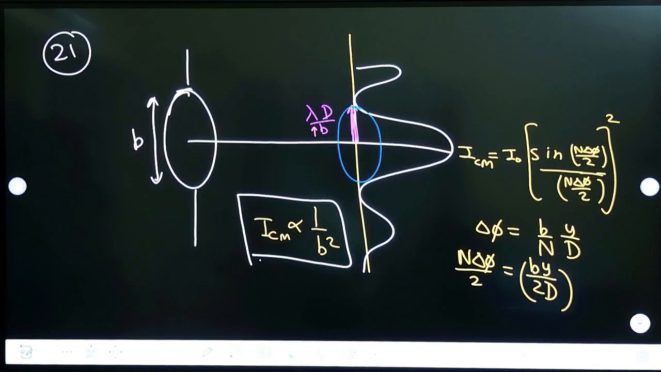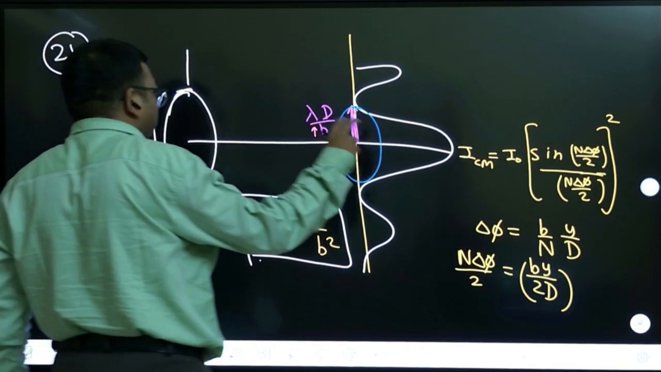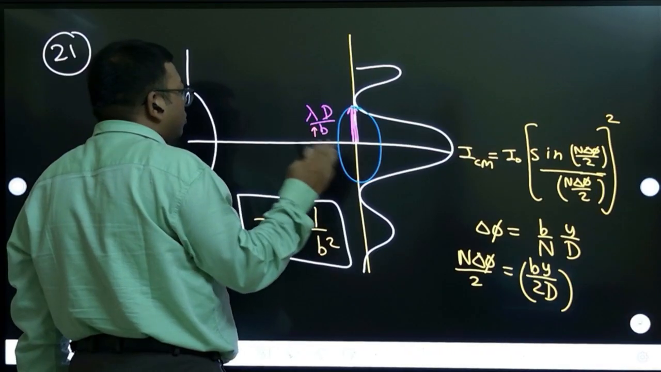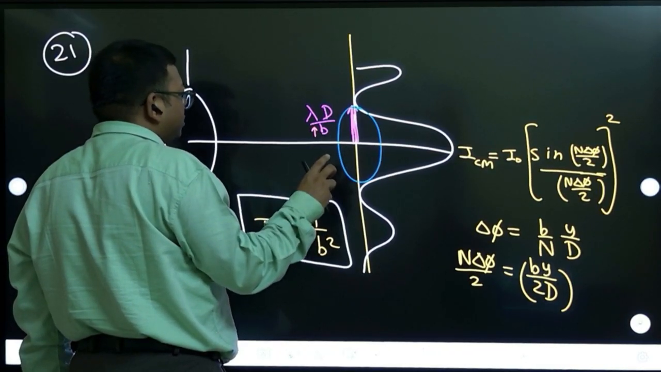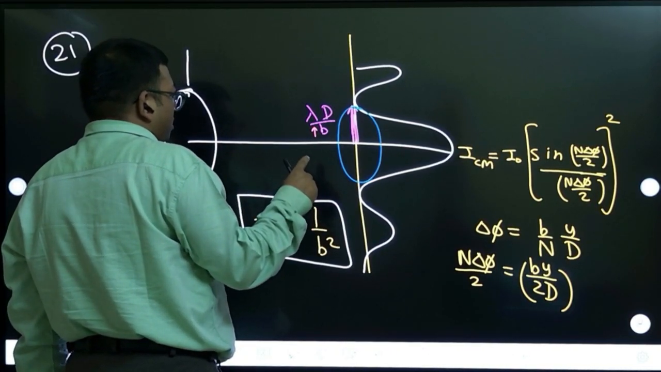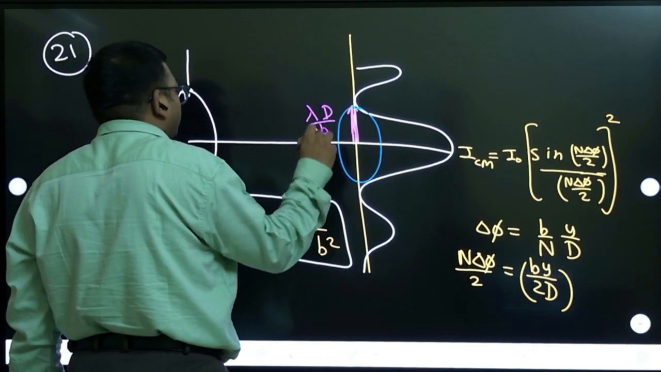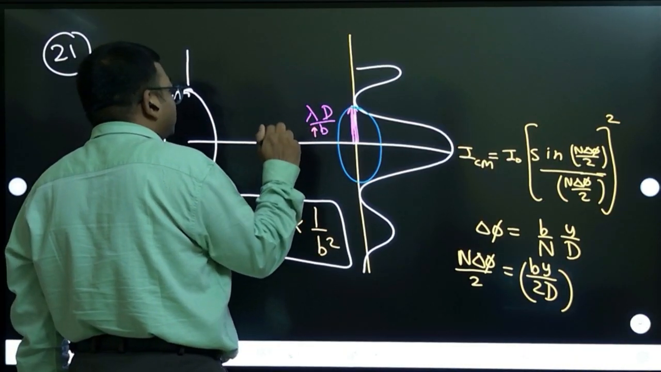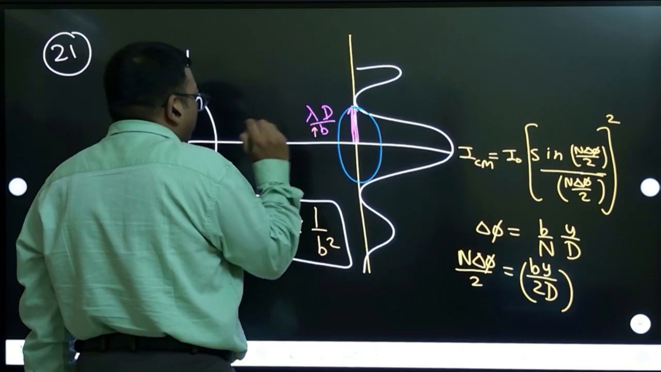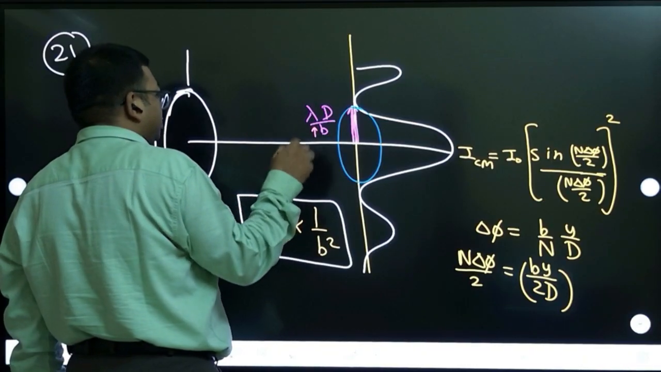So if they are saying that we have to see the effect of B, suppose white color means all the different colors are there: violet, indigo, blue, green, yellow, orange, red. So all the intensity will be forming a central maxima. Central maxima will be like this. Different colors you can take. Some colors may have little bit radiuses may change, right? Because for different colors lambda is different, so radiuses may change. But the effect of B will be, if you increase B, this radius will decrease, spot size will decrease.